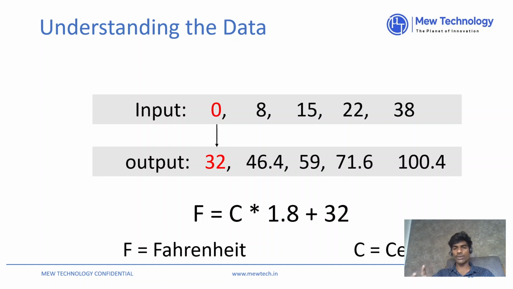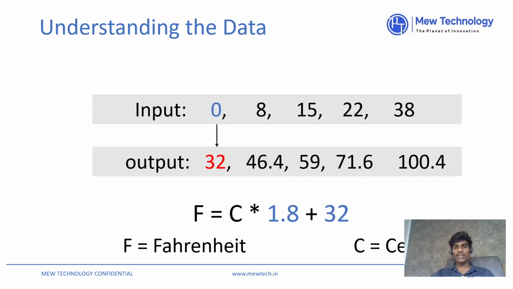Just think I have 0. I'm getting 32. How am I getting the 32? I just apply this equation. I replace the C value with 0: 0 into 1.8 plus 32. 0 into 1.8, what is the answer? Absolutely 0. Now the equation is F is equal to 0 plus 32. 0 plus 32 is 32. So the F value I automatically get is 32. This is a very basic and straightforward problem.